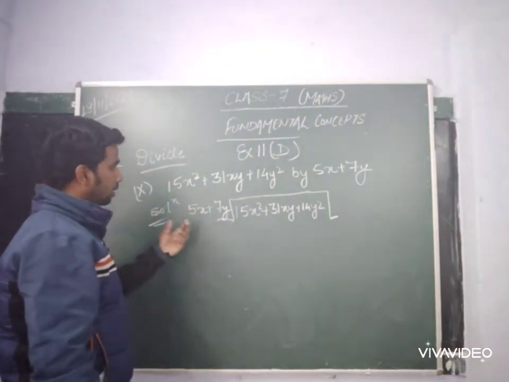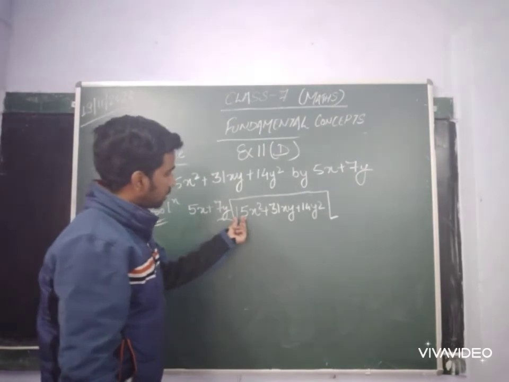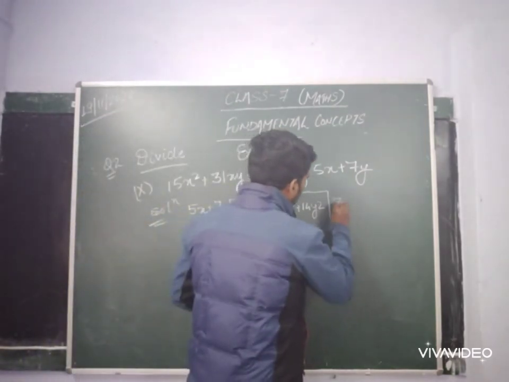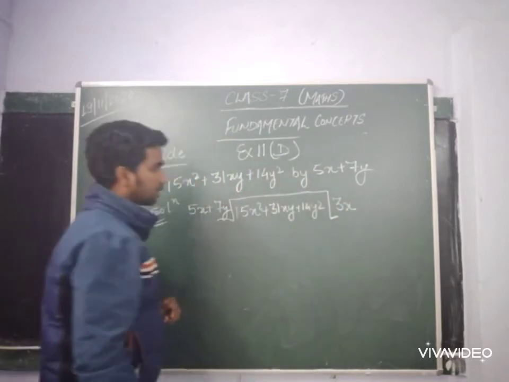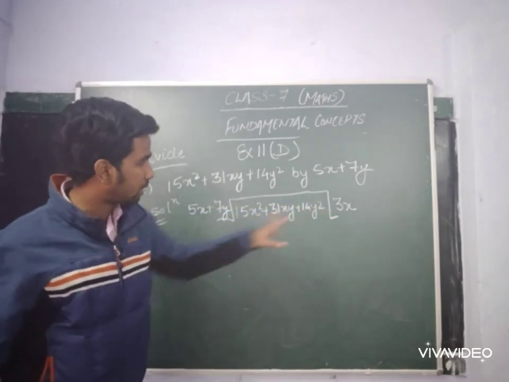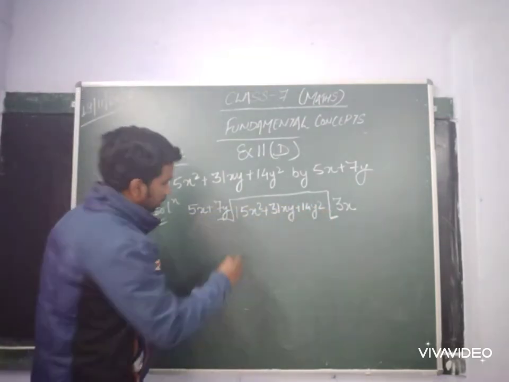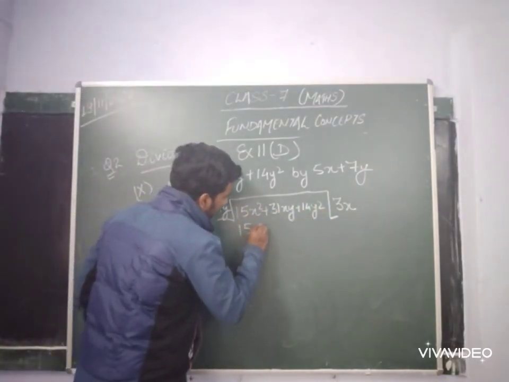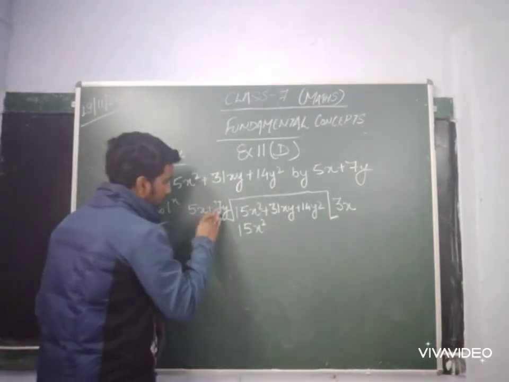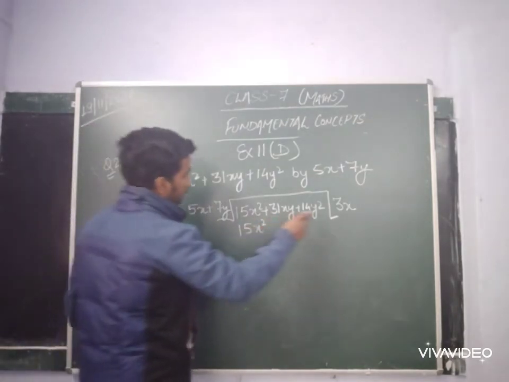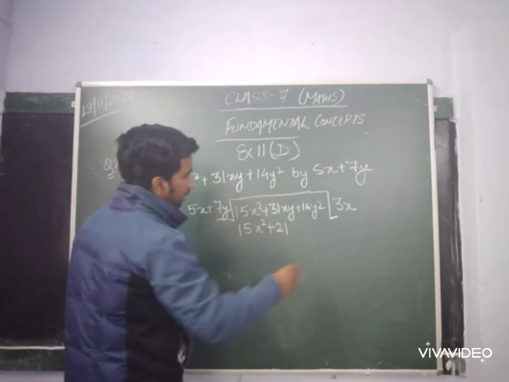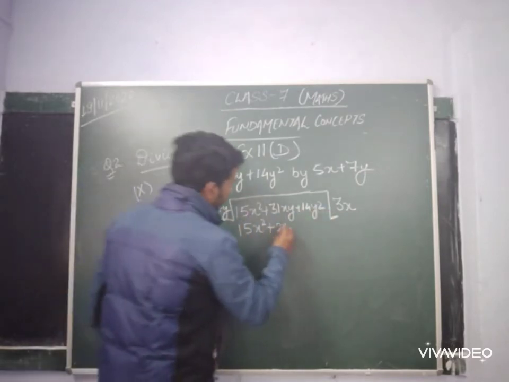So what we will get? 5 3s are 15 and x. So 3x. Clear? 5 3s are 15 and x will be multiplied with x, so we will get 15x square. So we have got 15x square over here. Now this 3x will be multiplied with 7y, and we will get 3 7s are 21, and x will be multiplied with y, so this will be xy.